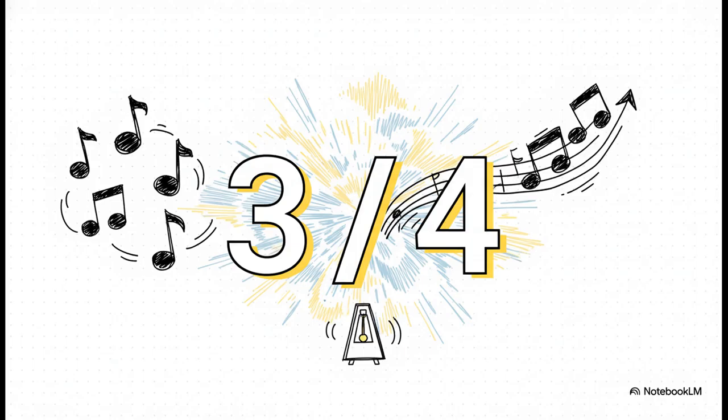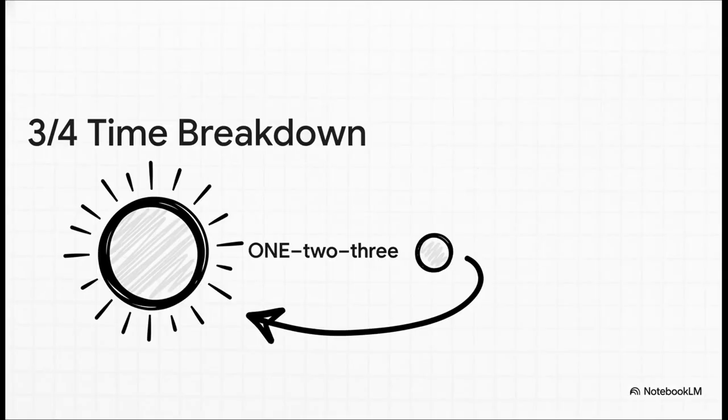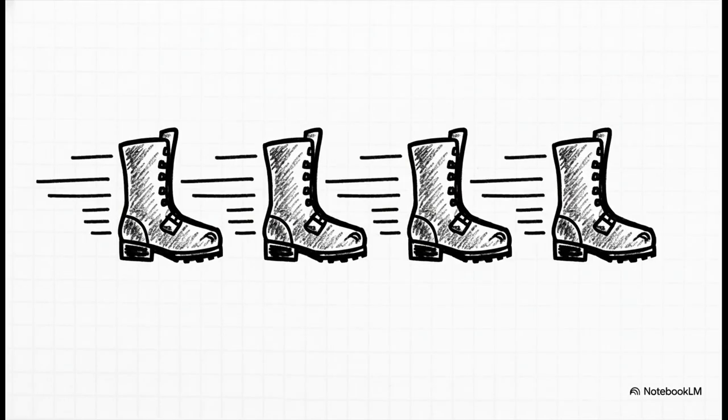Right away, just by looking at it, you can probably guess the whole feel of the music is about to change. So instead of 4 beats, now we only have 3. And the feel is completely different because all the emphasis is on that first beat. It's like 1, 2, 3, 1, 2, 3. Can you feel that? It creates this beautiful, flowing, circular motion that makes you feel like you're gliding. It's perfect for waltzes.